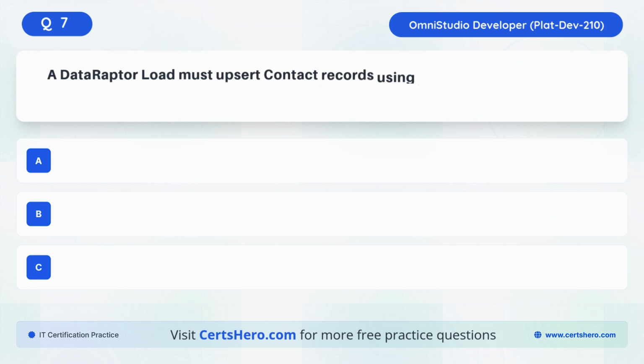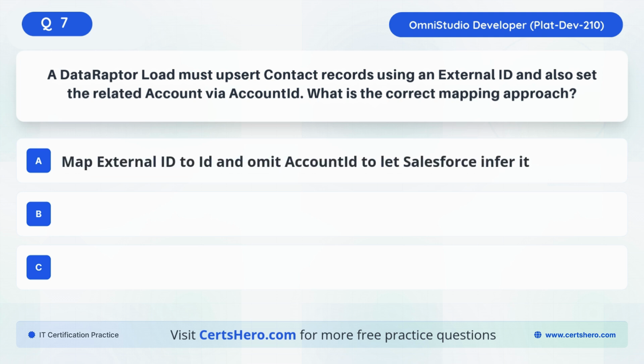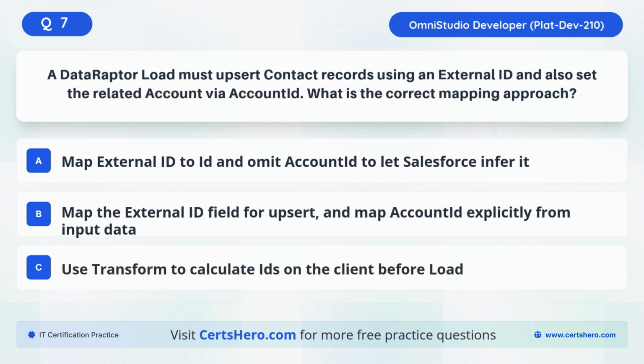All right, here is question 7. A DataRaptor load must upsert contact records using an external ID and also set the related account via account ID. What is the correct mapping approach? A. Map external ID to ID and omit account ID to let Salesforce infer it. B. Map the external ID field for upsert and map account ID explicitly from the input data. C. Use transform to calculate IDs on the client before load.